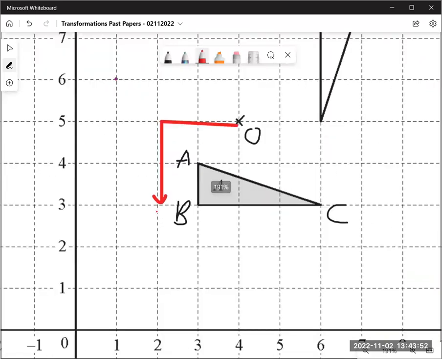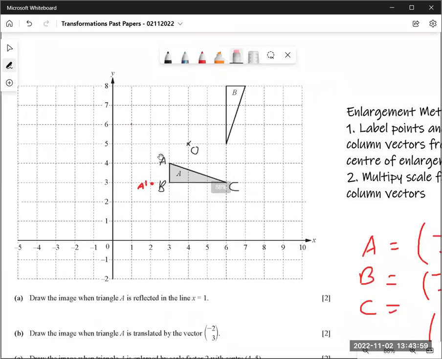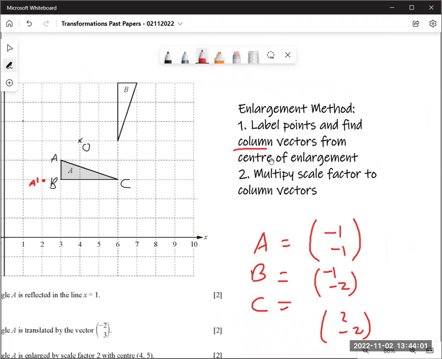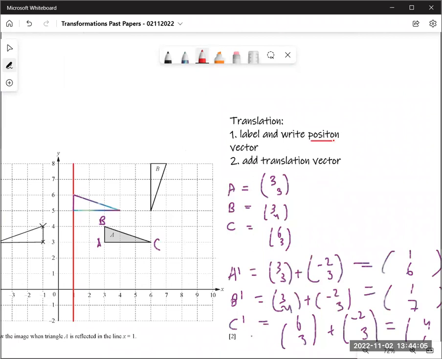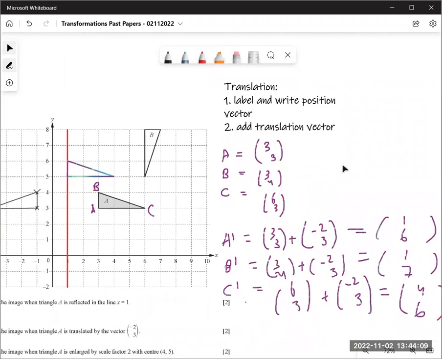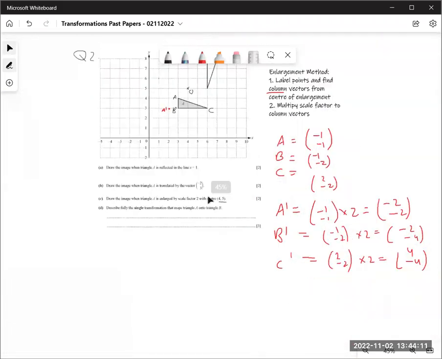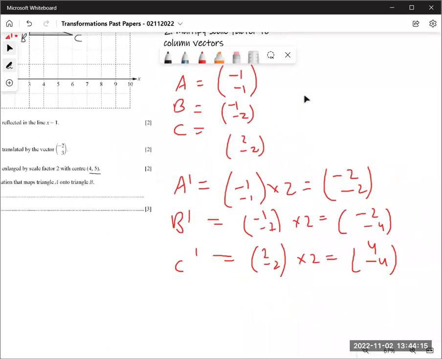What is this point? That's A dash. We go from O, right? Always from O in enlargement, because these are column vectors. In translation, these were position vectors. So that is why we were going from the origin. Now the first point is there, A dash. Then we go -2, -4.